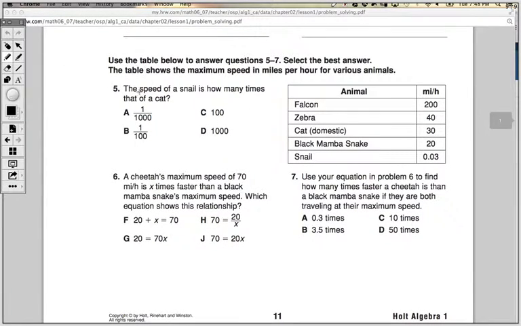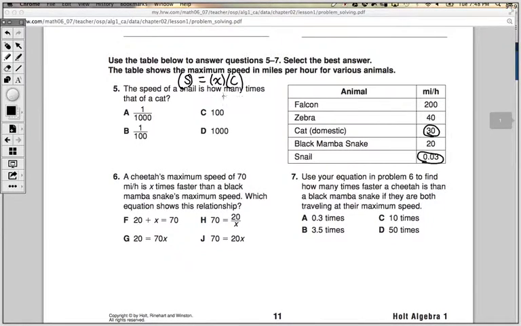Okay, so it says, the speed of a snail is how many times that of a cat? Okay, so here's a snail. It's 0.03 miles per hour, and a cat is 30. Oh, now this is kind of weird. So the speed of a snail, let's call that S for the snail, equals how many times that of a cat? So something times a cat. Okay, so let's call this X, and that's what we're trying to solve for. So we got the snail equals something times a cat.